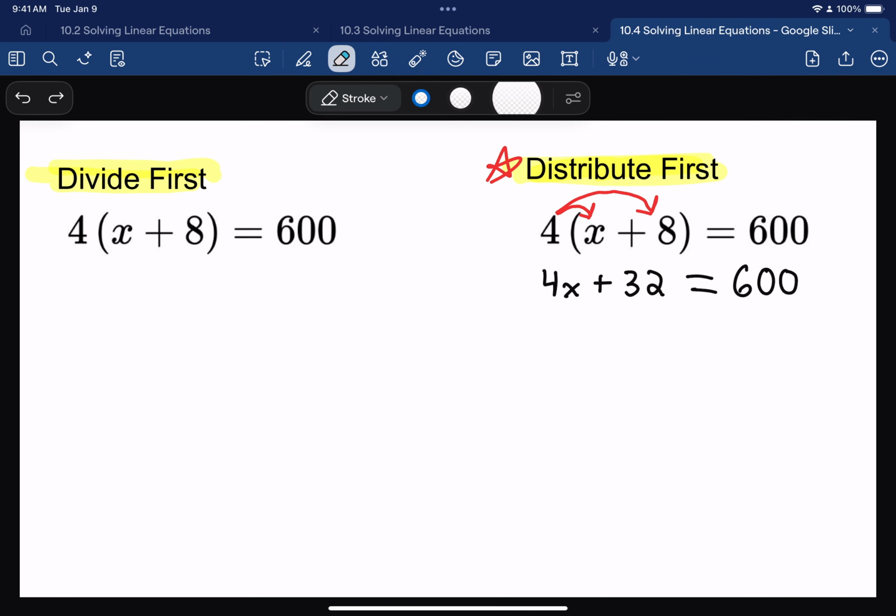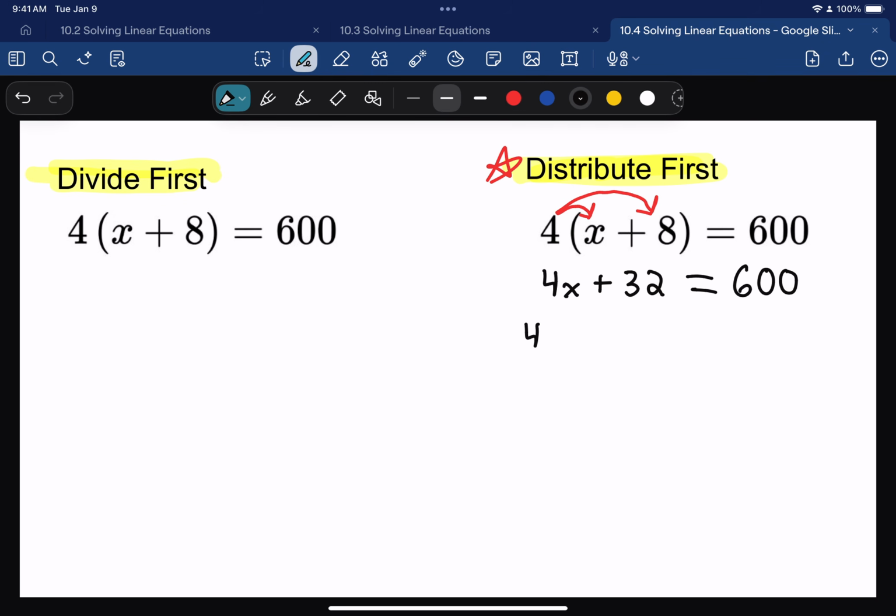Get the x, get the variable by itself. Okay, so first step is we're going to subtract 32 from both sides. So this side we're going to do, let me write this out like this, 4x plus 32, and now what we're going to do is subtract 32, equals 600, and we're going to subtract 32 from this side. So you can see I subtracted that.